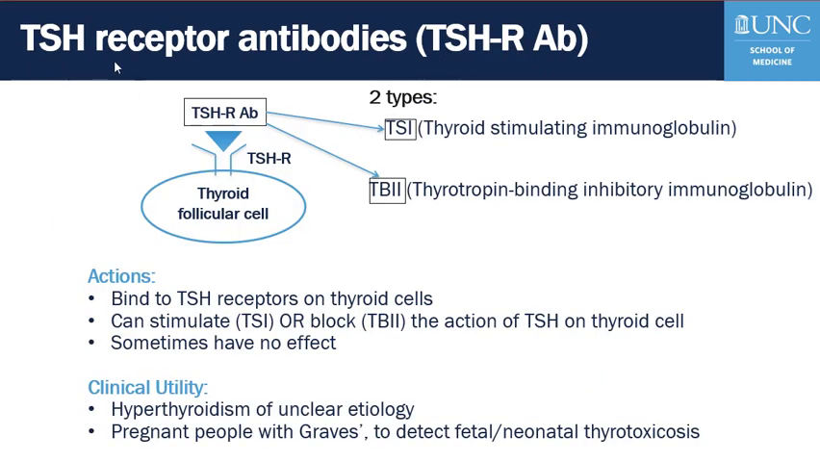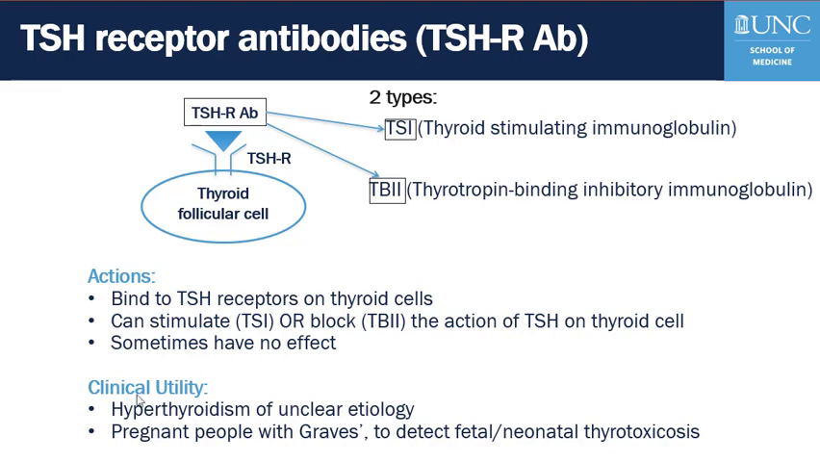Turning now to TSH receptor antibodies, or TSHR antibodies for short. There are 2 varieties of these. One is thyroid stimulating immunoglobulin, or TSI, and the second is TBII, or thyrotropin binding inhibitory immunoglobulin. The name of each of these gives us some clues about their potential actions. When they bind the TSH receptor on thyroid follicular cells, they can either stimulate the action of TSH on a thyroid cell in the case of TSI, or block it in the case of TBII. Sometimes, however, they can be present in the bloodstream without having any effect on the thyroid.